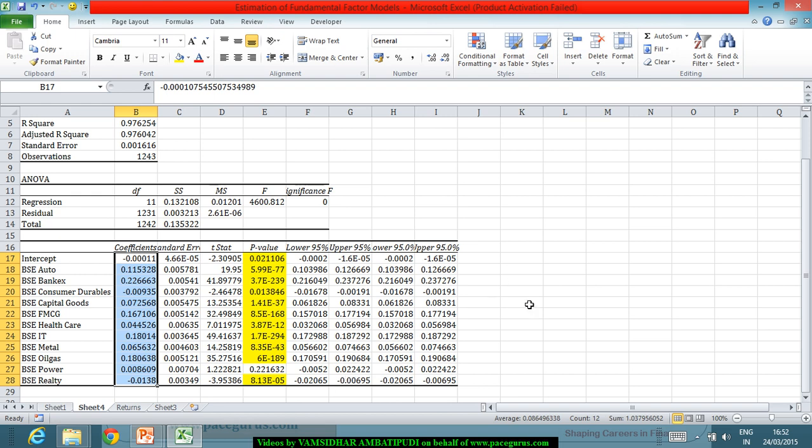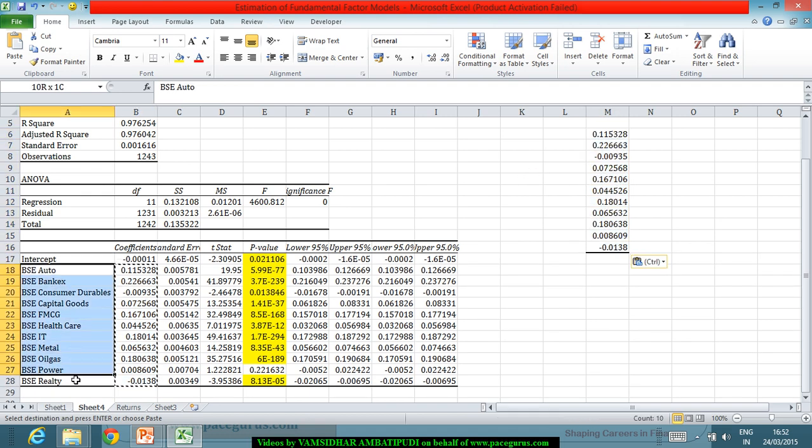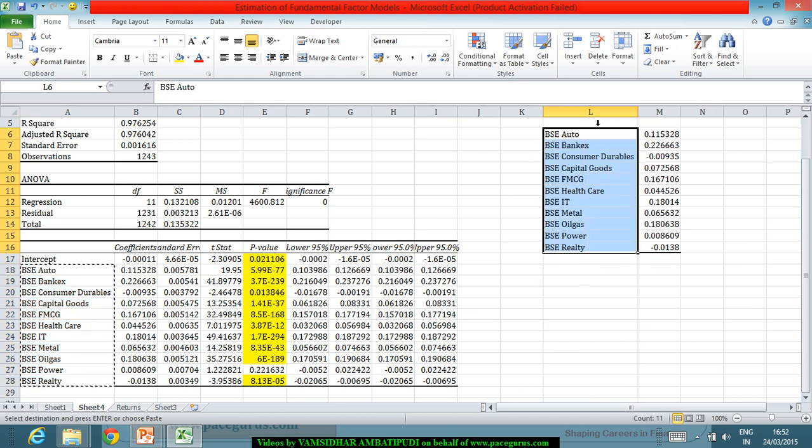Now, if I keep that aside for a minute, these are my betas, for a simple security. I can clearly see that these are the betas corresponding to each of the different industry-based indices. So these are the net betas.